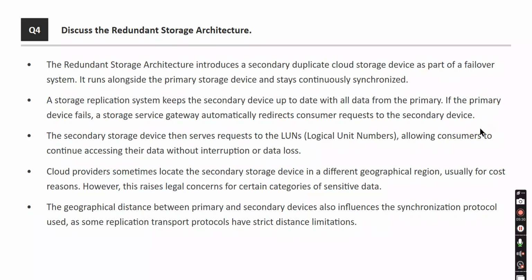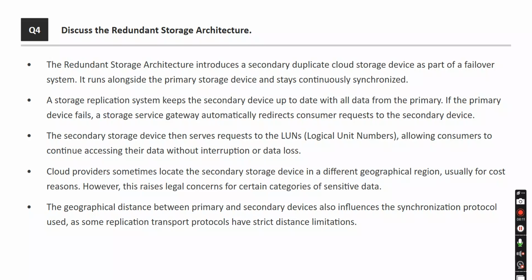And finally, question 4 asks us to discuss the redundant storage architecture. The redundant storage architecture works by introducing a secondary duplicate cloud storage device alongside the primary one. These two devices are kept continuously synchronized through a storage replication system, so the secondary device always has an up to date copy of all the data from the primary. If the primary storage device fails, a storage service gateway automatically redirects consumer requests to the secondary device.